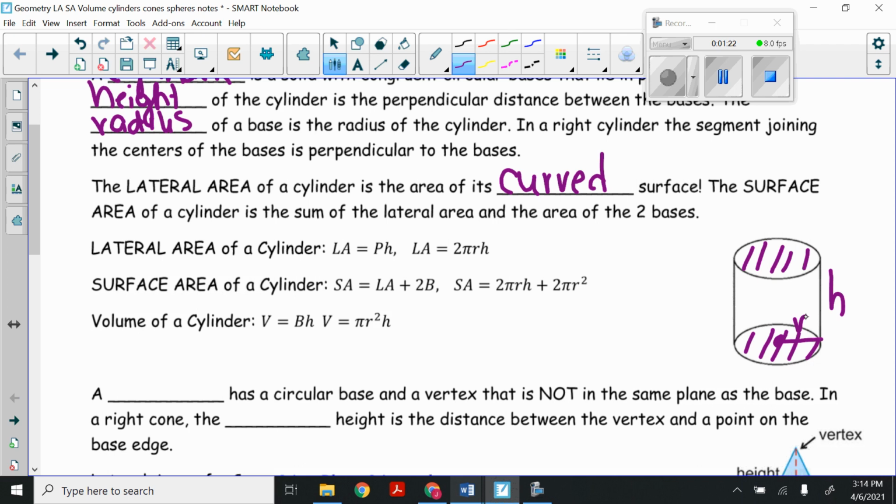The surface area is 2 times the area of the base. The area of a circle is pi r squared. So 2 pi r squared plus our lateral area. The volume of our cylinder is the area of a circle, pi r squared, times the height of the cylinder.